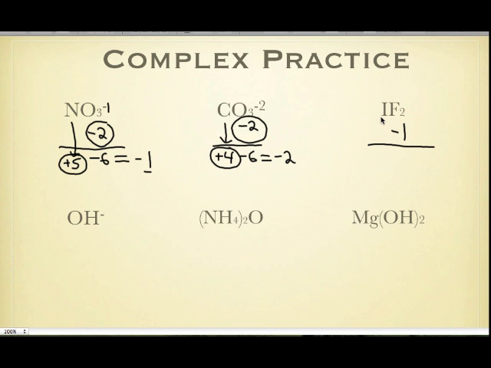That means the iodine does not have to be negative 1. I've got 2 fluorines, negative 2. I want it to add up to 0. So the iodine has to be positive 2. All right. And the fluorine is negative 1, and each fluorine is negative 1. And there's 2 of them.